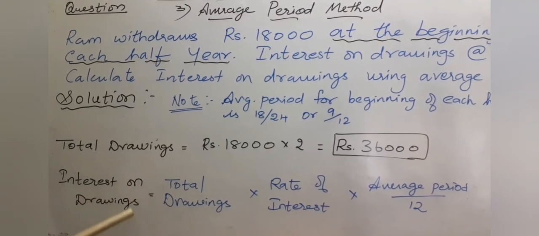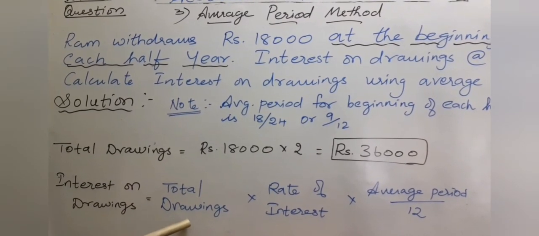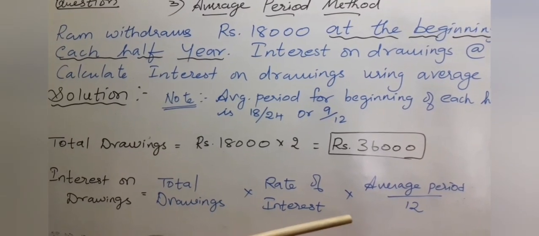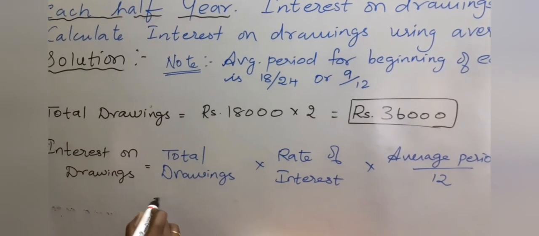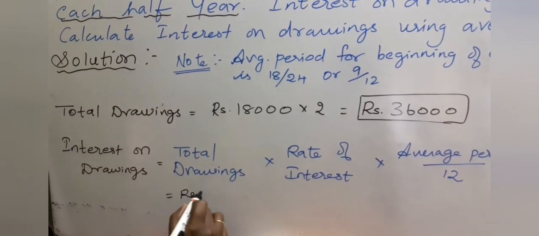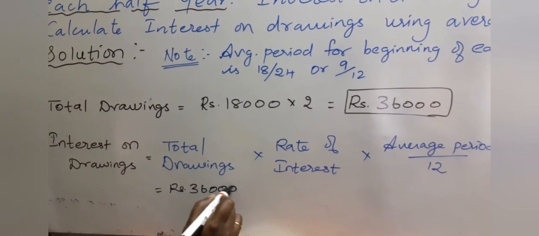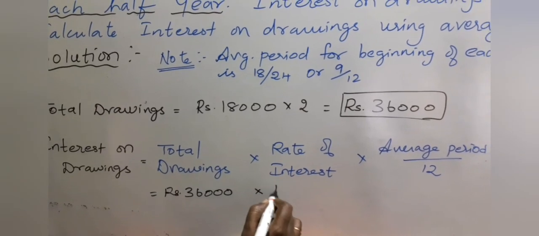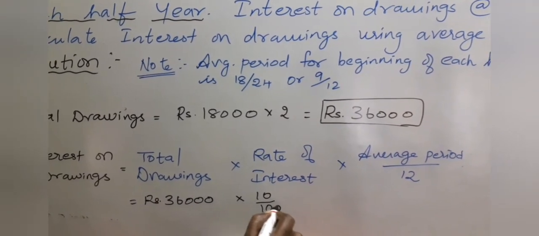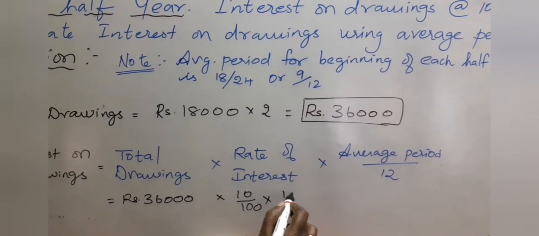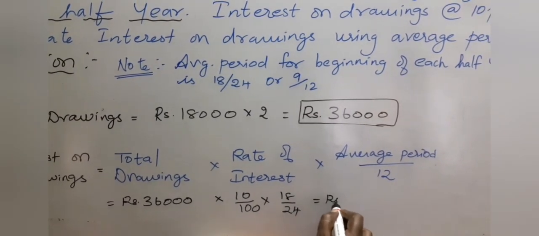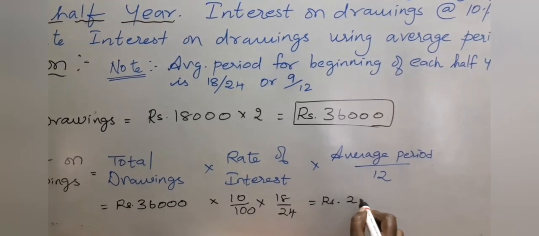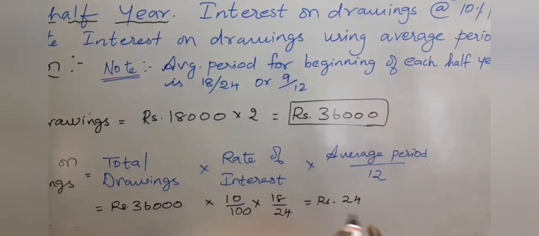Apply the formula. Interest on drawing is equal to total drawings into rate of interest into average period. So I am going to substitute the amount now, children. Rupees 36,000 into rate of interest, which is 10 by 100, into average period 18 by 24. So you get here an amount of rupees 2,700.